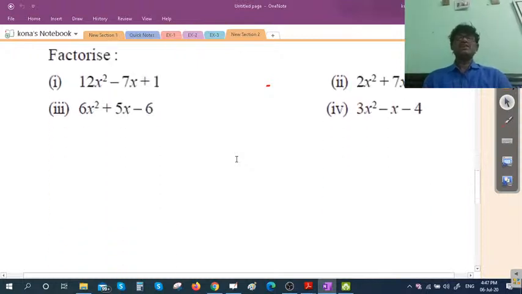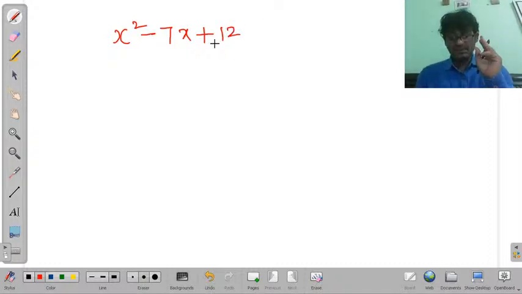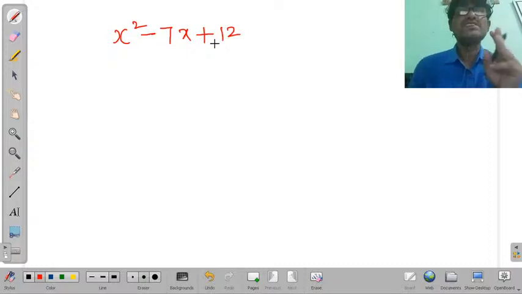You see here, factorize these things. How to factorize these things? Before going to the exercises, let me take one example and explain how to factorize it. Suppose we have x square minus 7x plus 12. How to factorize x square minus 7x plus 12?